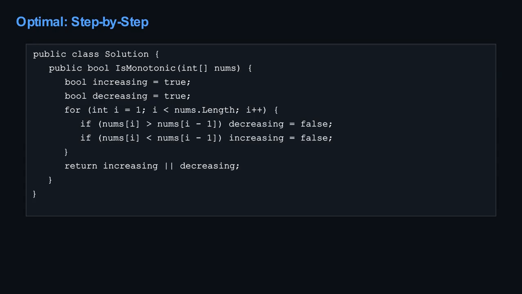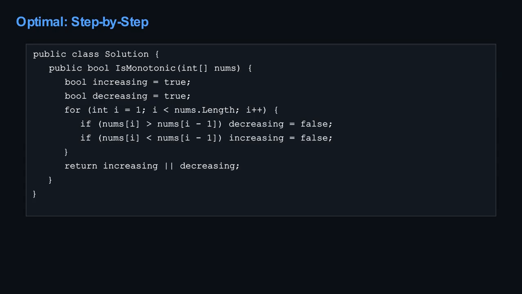Now we begin our loop. Our loop starts from the second element, so our index I begins at 1. At this point, I is 1. We compare nums at index I, which is nums at index 1 whose value is 2, with nums at index I minus 1, which is nums at index 0 whose value is 1. Is nums at I greater than nums at I minus 1? Is 2 greater than 1? Yes, it is. Since it is, we know the list cannot be non-increasing, so we set decreasing to false.